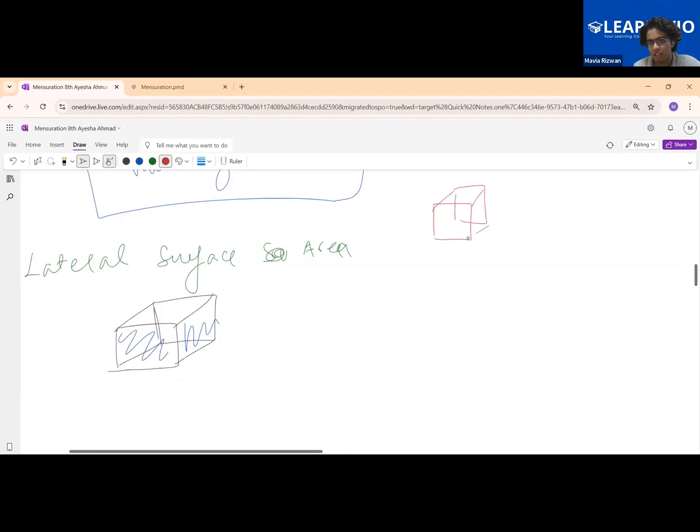Six faces area was 6a square. Six faces area was 6a square. So what would be the area of four faces? Every face is a square. So two faces means 2a square. Three faces means 3a square. So four faces means 4a square. Simple? Yes or not? Are you getting my point, Aisha?